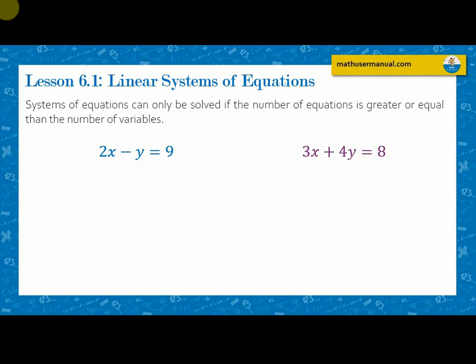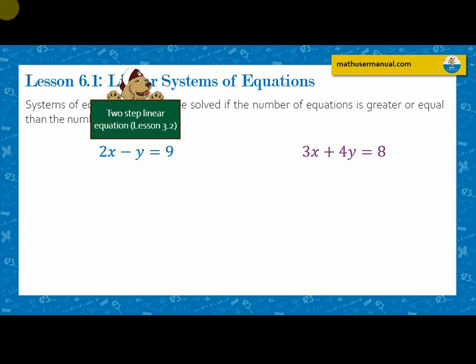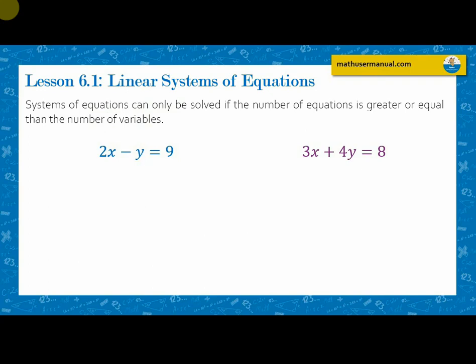And we need to pick one of the two equations to solve. In this case, let's pick the left equation. It seems a little bit easier. And this looks kind of like a two-step linear equation that we learned in lesson 3.2. So let's solve. But what do we solve for? We need to solve for one of the variables. We either solve for x or for y. Let's solve for y in this case.